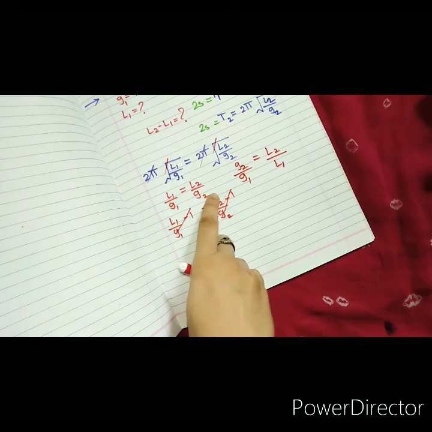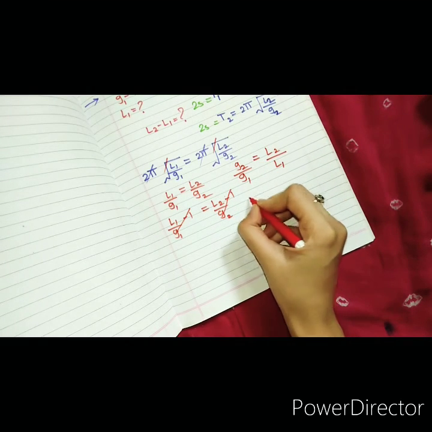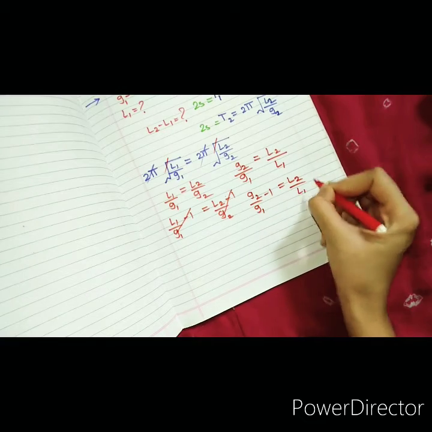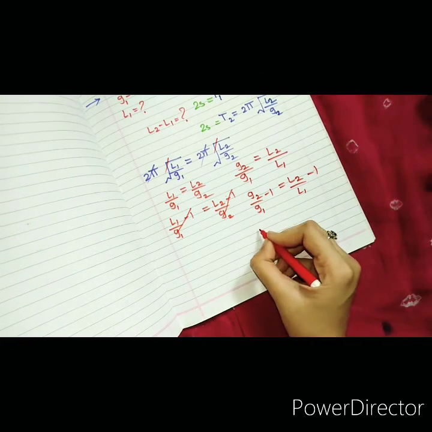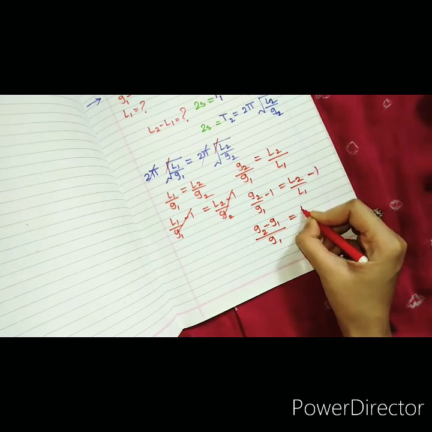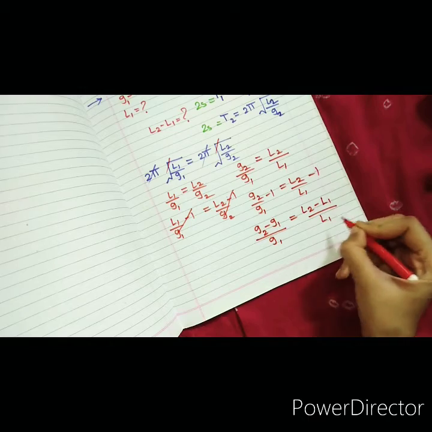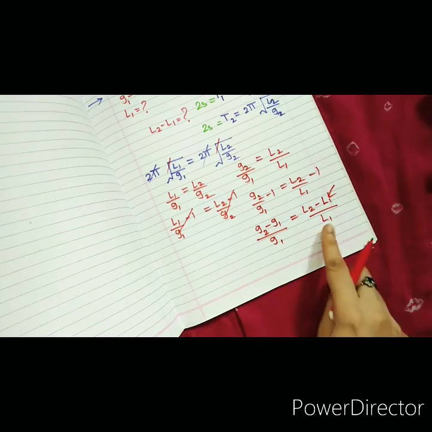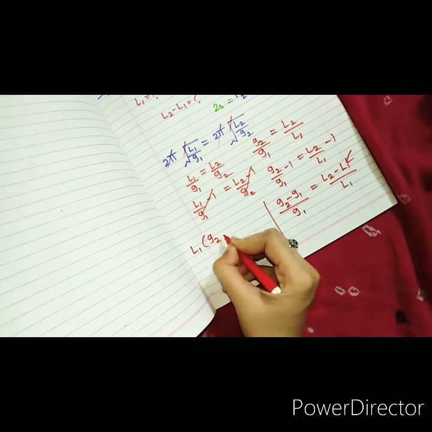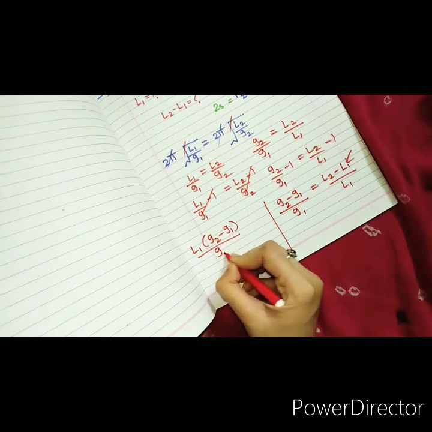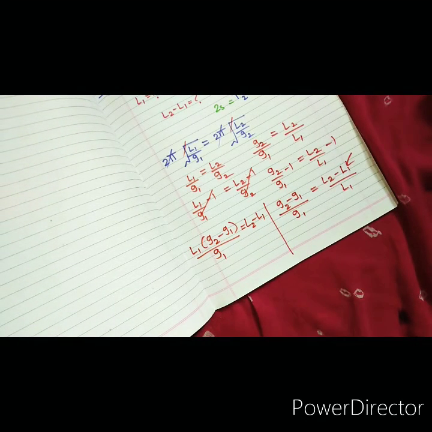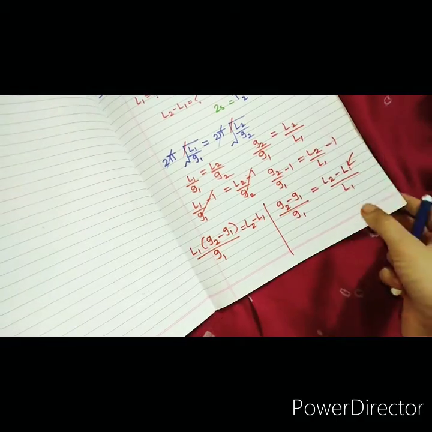Is it okay? I've just taken this G2 over here and L1 over here. Now if I write G2 upon G1 minus 1, L2 upon L1 minus 1, see, will I get? Yes, of course I will get G2 minus G1 upon G1 and L2 minus L1 upon L1. Yes, I got this. I'll just take this L1 over here, that is L1 times G2 minus G1 upon G1. I'll do this calculation and I'll get my L2 minus L1.